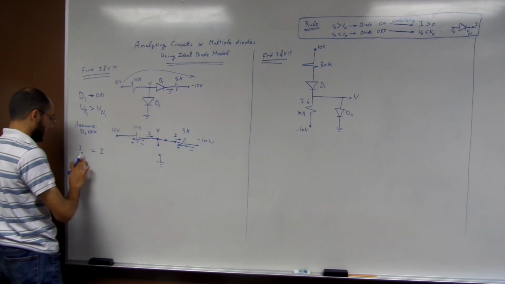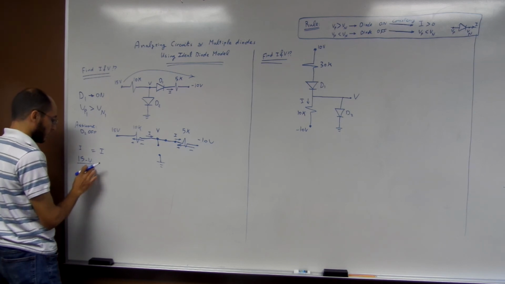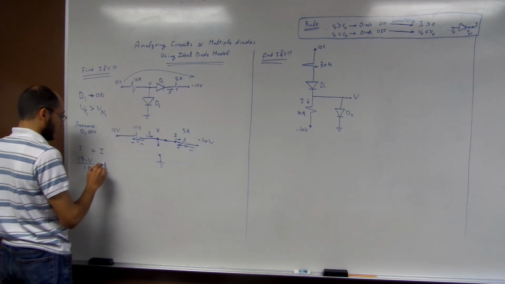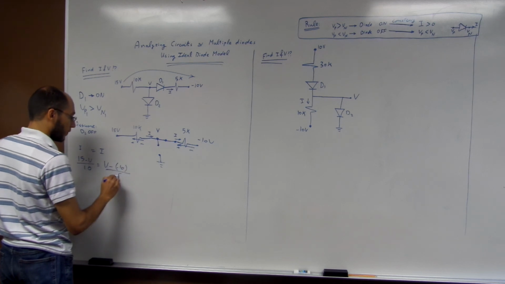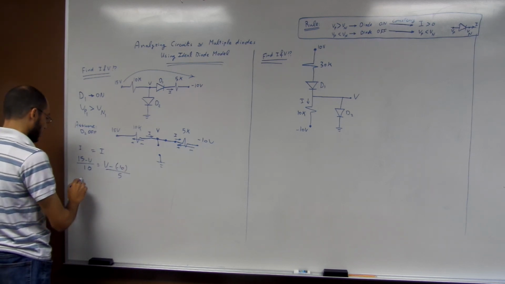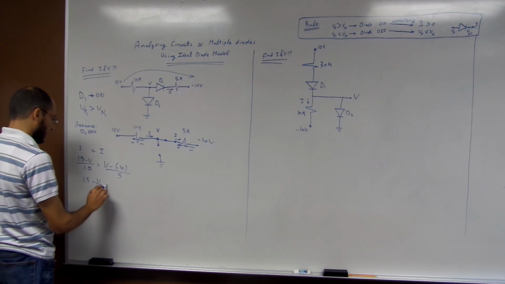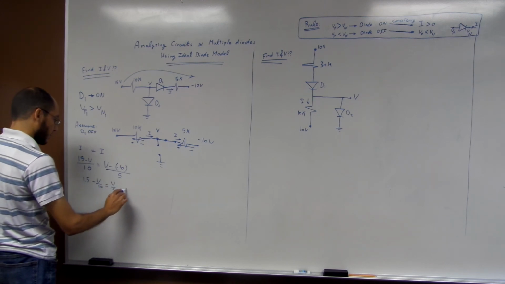15 minus V over 10 kilo ohms, right? What's the value of this current? It is equal to V minus negative 10 over 5K, okay? So 15, so that's 1.5 minus V over 10 equals V over 5 plus 2.